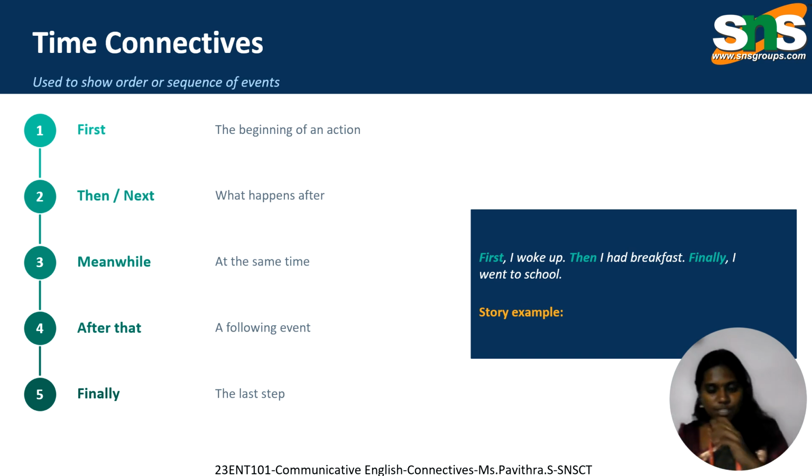Next, time connectives. These are used to show the order or sequence of events. They are incredibly useful when you are telling a story, giving instructions, or writing a narrative. Think of them as the numbered steps in a recipe. First marks the beginning of an action. Then, next: what happens immediately after?